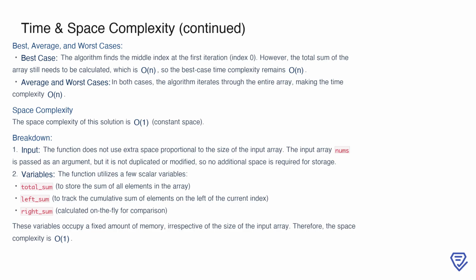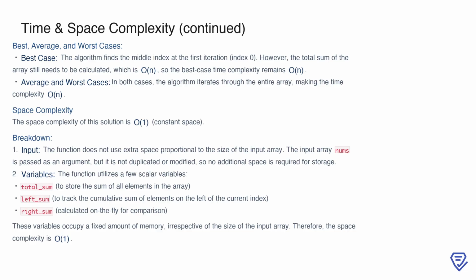In the best case scenario, the algorithm identifies the middle index on the very first iteration, at index 0. However, the total sum of the array still has to be calculated beforehand, which takes O(n), therefore, the best case time complexity remains O(n). For the average and worst cases, the algorithm must iterate through the entire array to check each index, which also results in O(n).